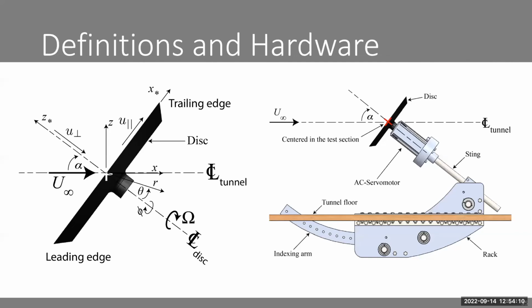So we're using the same hardware as before, except now we're using a disk. I just wanted to note that we're defining the radial velocity component as u parallel and the axial velocity component as u perpendicular. And that is with respect to the Cartesian coordinate system that's aligned to the upstream surface of the disk.